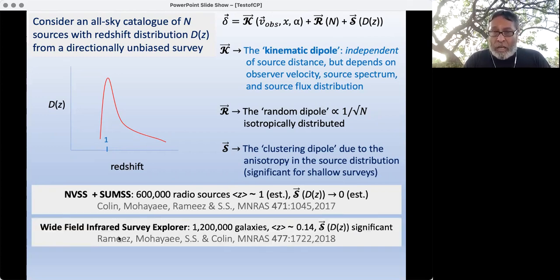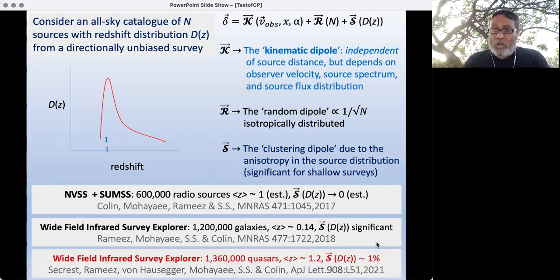We also did it with more galaxies from the WISE infrared survey. The infrared, for those who don't know, is used because in the infrared you're not inhibited by dust absorption as much as you are in the optical. However, the median redshift of these sources, from photometric measurements, was much closer, 0.14. So there is a significant clustering dipole. So I'll focus in this talk only on the last test we have done, which has just been published in Astrophysical Journal Letters, which is a catalog of about 1.4 million quasars, which have a median redshift of 1.2. And we can actually explicitly show that the expected clustering dipole is negligible.